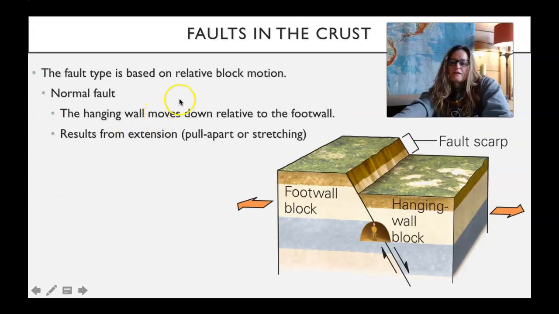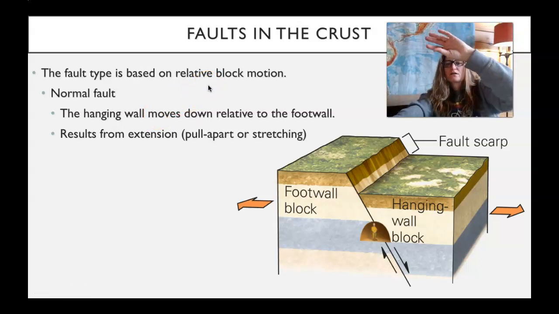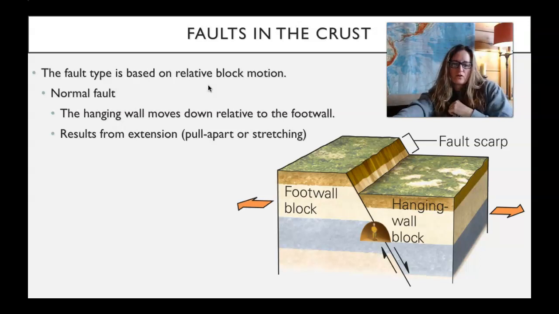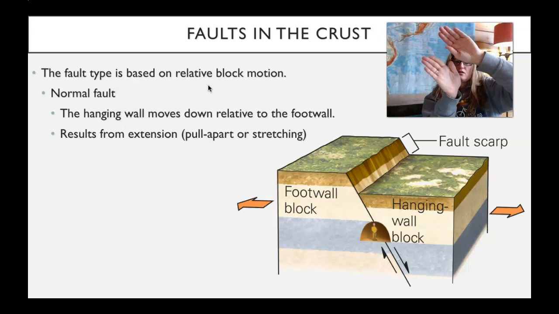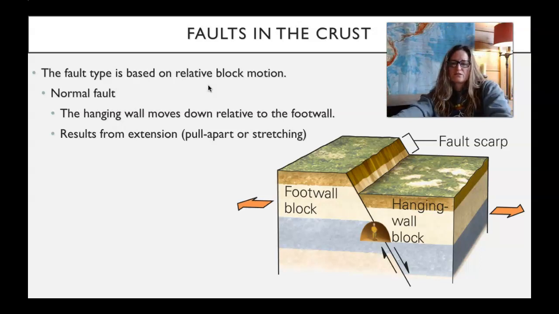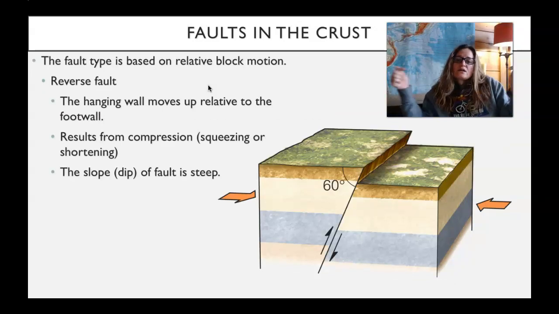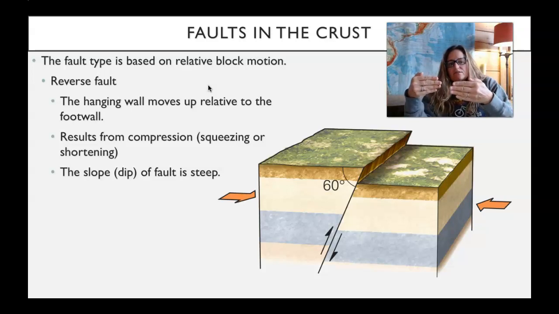The fault motion, or the classification of faults, is done by where the hanging wall is going. So if the hanging wall is moving down, then that is a normal fault. Normal fault, hanging wall is moving down with respect to the footwall. And the reason this is happening is somewhere in the crust there's extension, like a divergent plate boundary. So in that extension, one part's going to move down with respect to the other part. If you have squeezing or shortening or compression, then you're going to have a reverse fault. And in that case, in this image, the hanging wall is moving up with respect to the footwall.